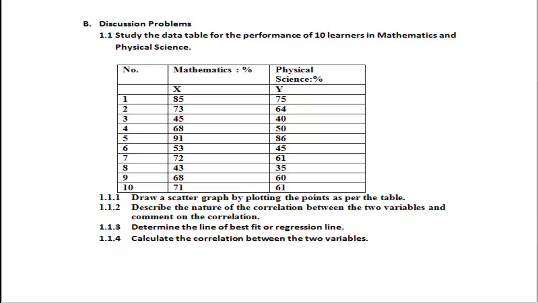Now A plus BX, and you'll remember how it is written as A plus BX. A is the constant and B is the coefficient of X. So what you will do now is select number 2 and then enter the X and Y values. So you can enter all the X values up to 10: 85, 73, 45, 68, 91, 53, 72, 44, 68, 71, and then you can go on to the other side and start with 1 again. Move your cursor right to the top and start with 75, 64 under the Y column.